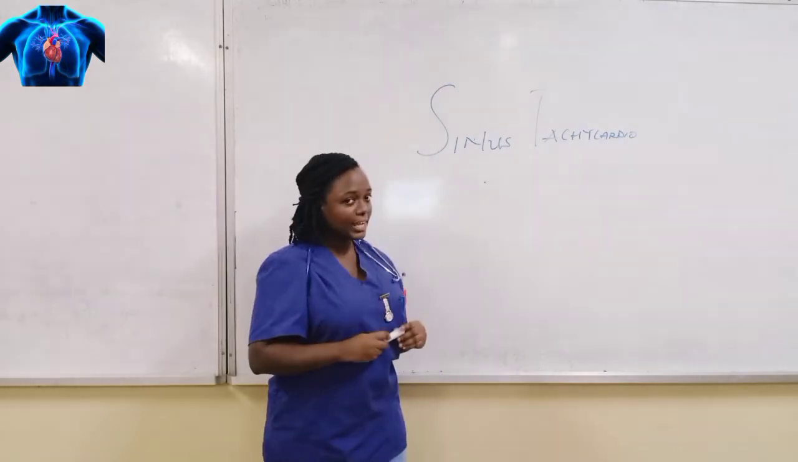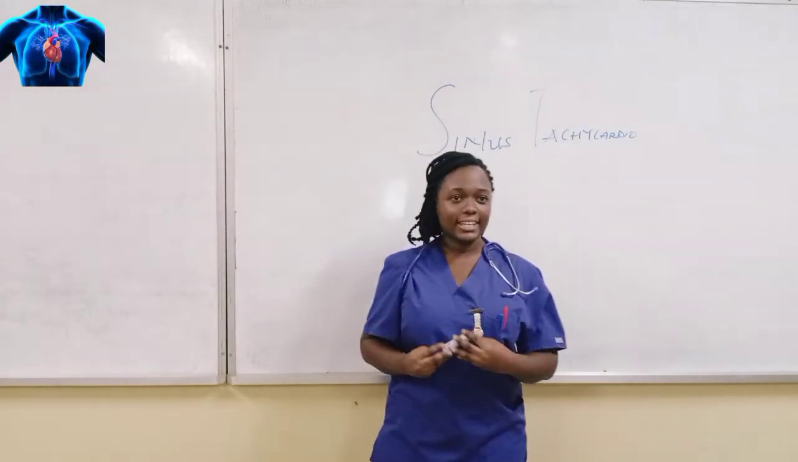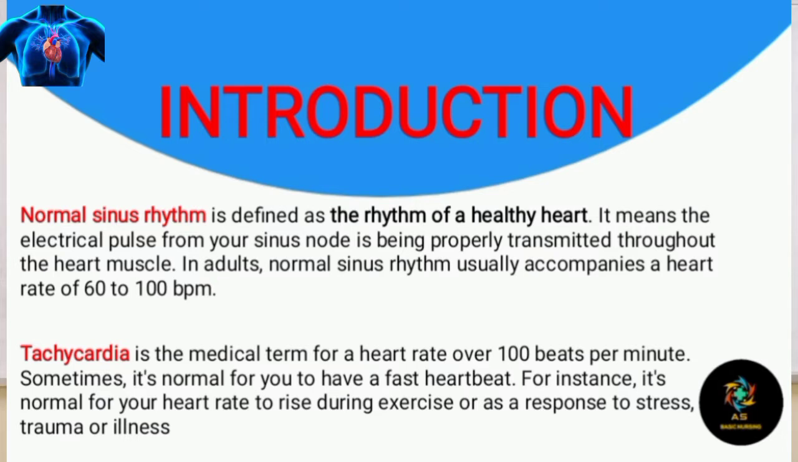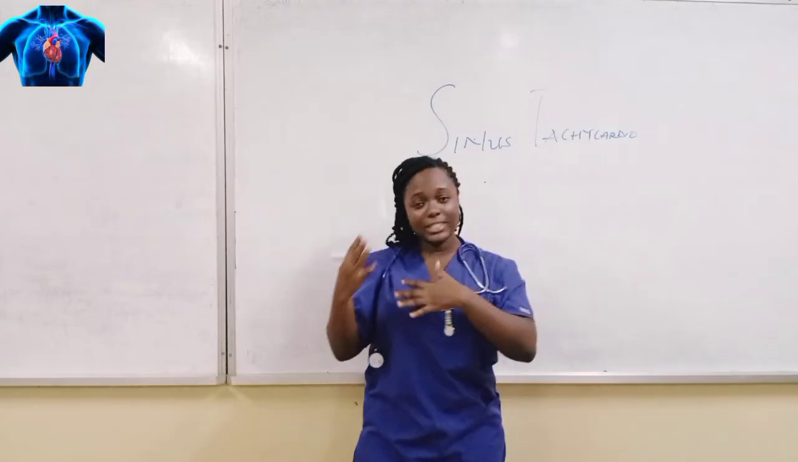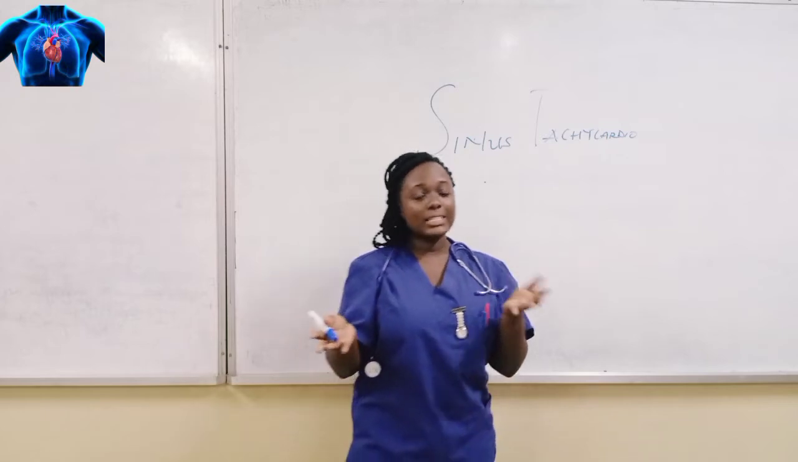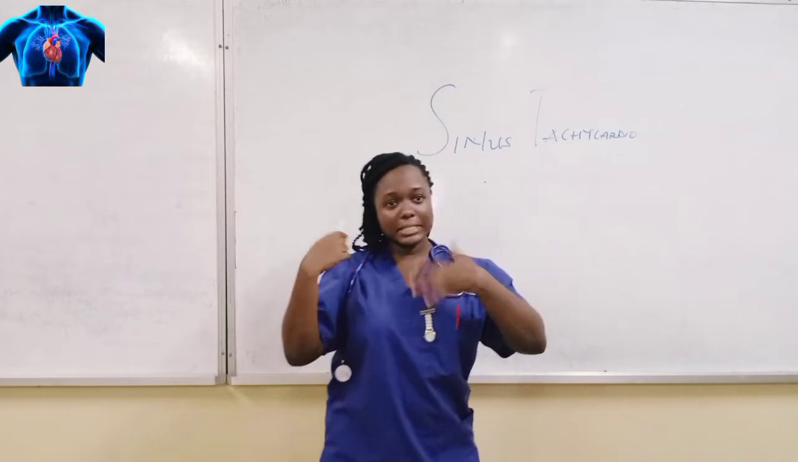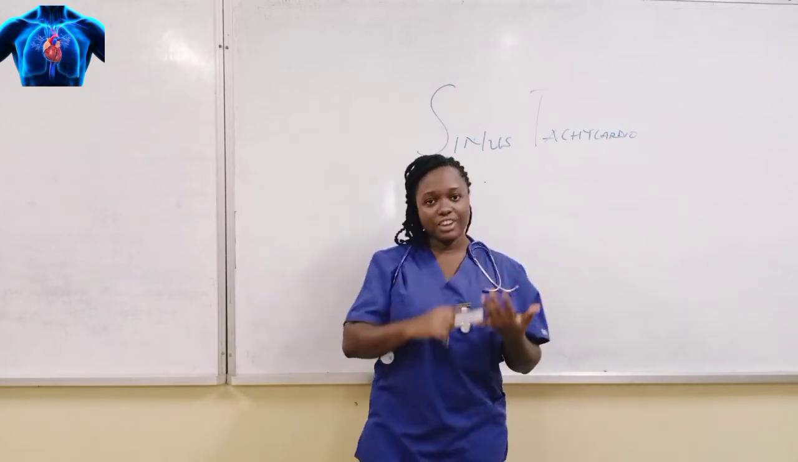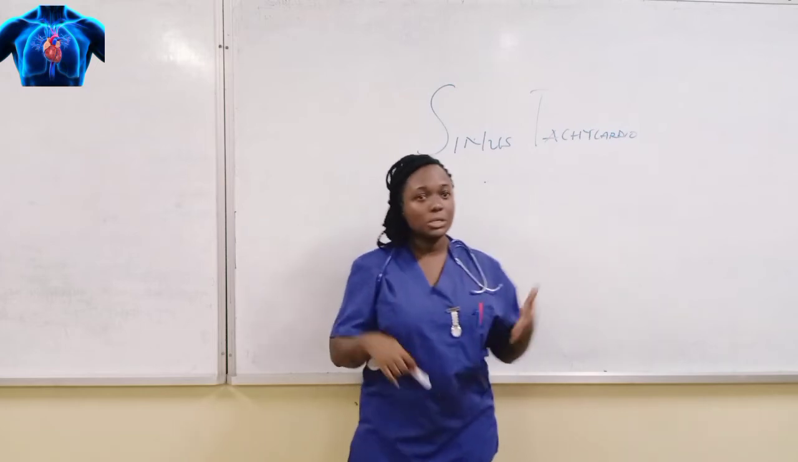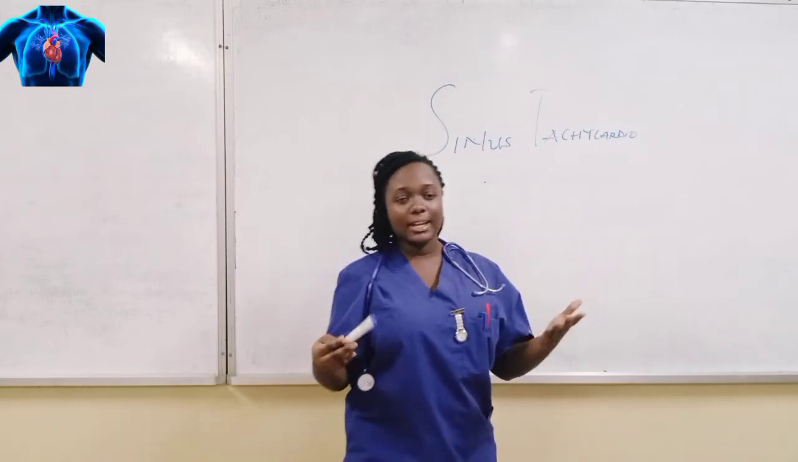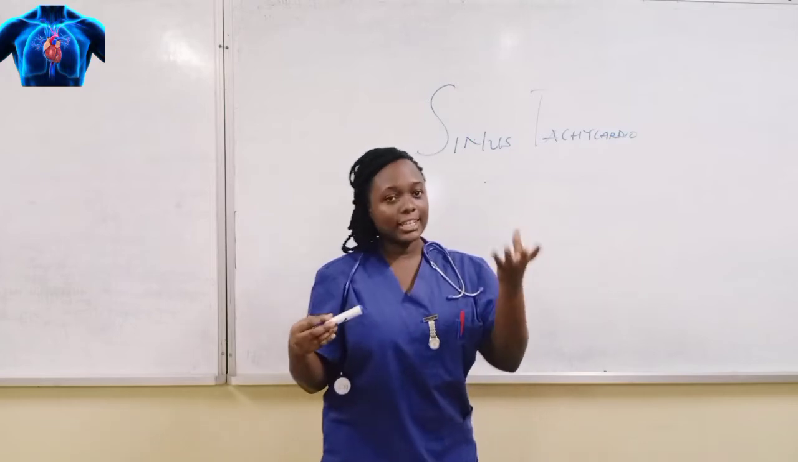Then we look at tachycardia. What is tachycardia? Tachycardia is a medical term for a heart rate of over 100 beats per minute. Sometimes it is normal to have a fast heart rate, but instances like excessive exercise, stress, anxiety, trauma, or illness can actually spark tachycardia.